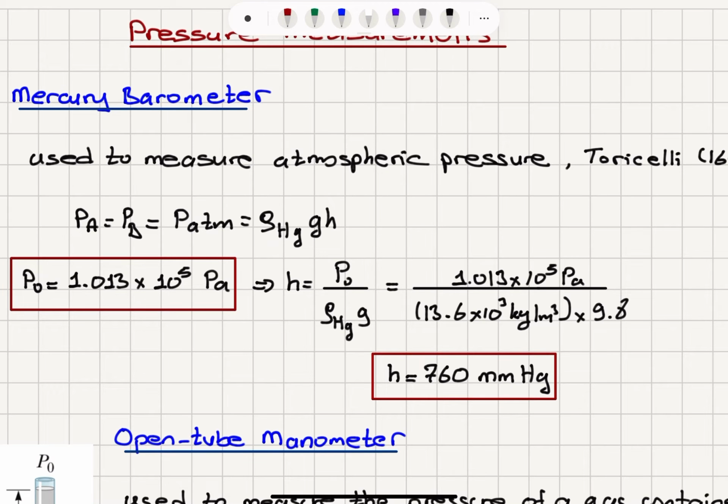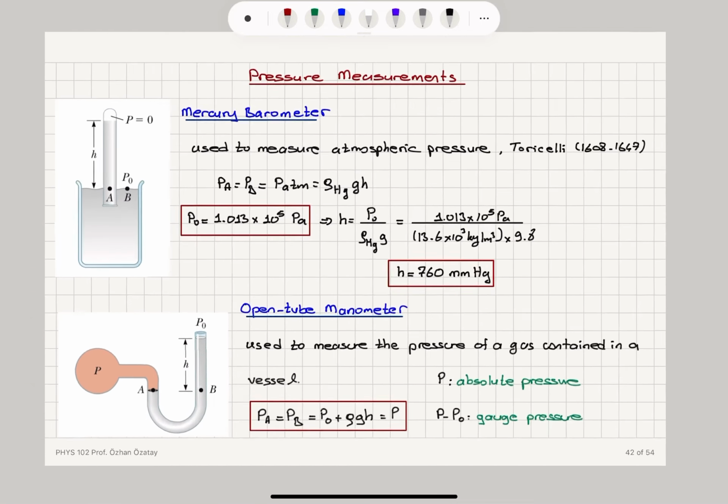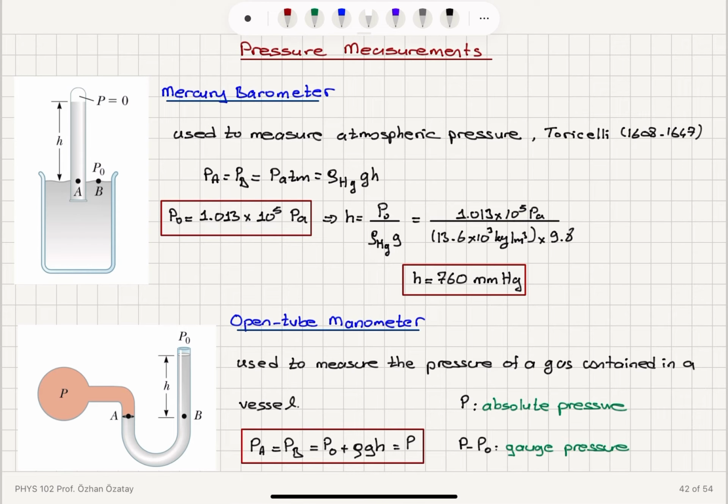We can see that the density of the mercury is 13.6 × 10^3 kilograms per meter cubed. When we substitute the numbers here, the corresponding column height is 760 millimeters of mercury. So atmospheric pressure, 1 atmosphere, corresponds to 760 millimeters of mercury.